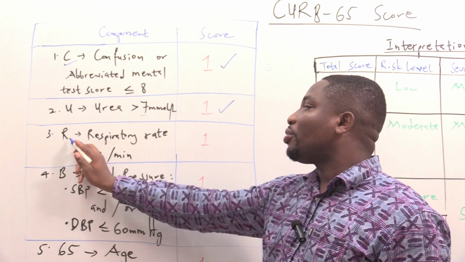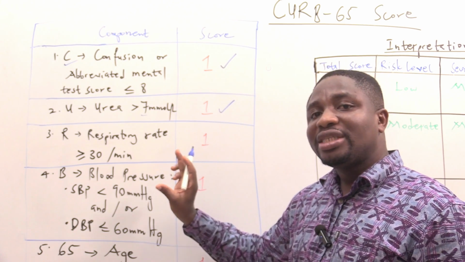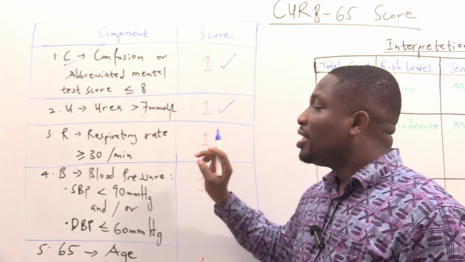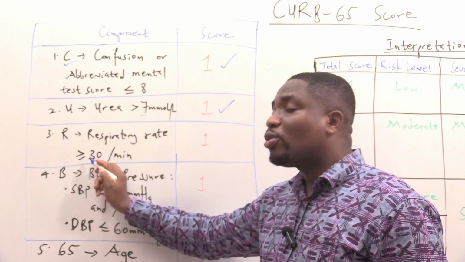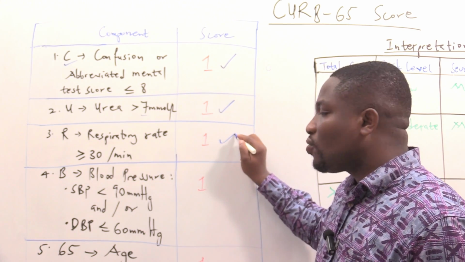The next one is the R. That stands for respiratory rate. For the respiratory rate, for the criteria to be fulfilled, the respiratory rate needs to be greater than or equal to 30 per minute. And if it is so, you give a score of 1.